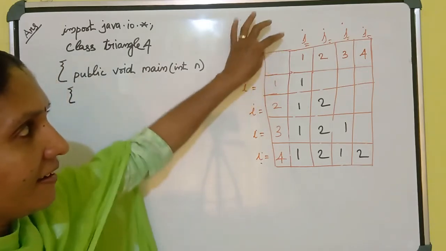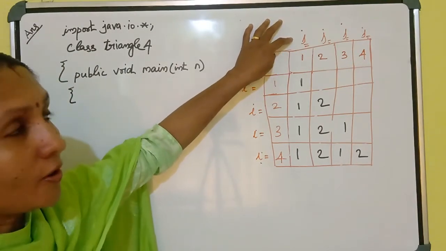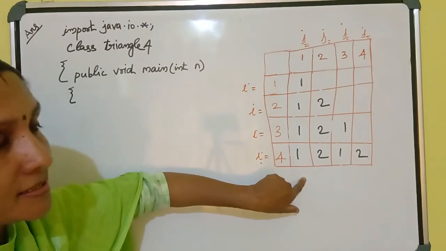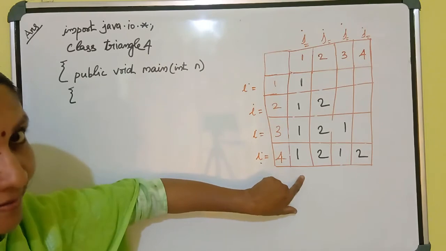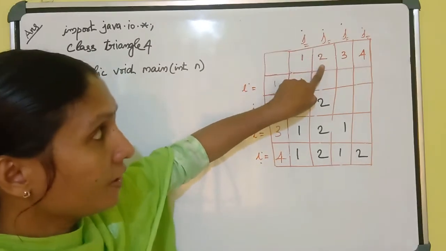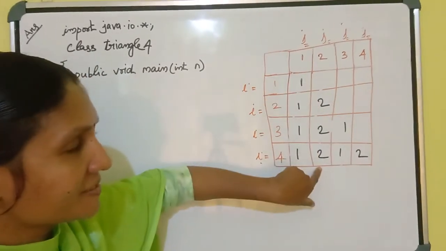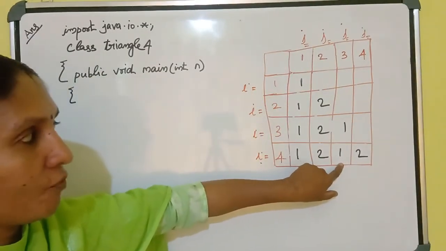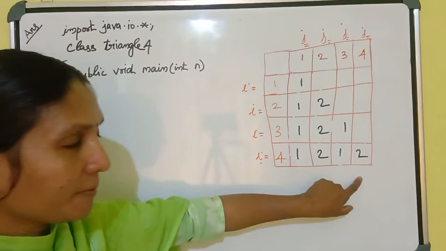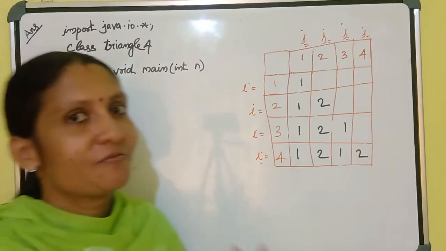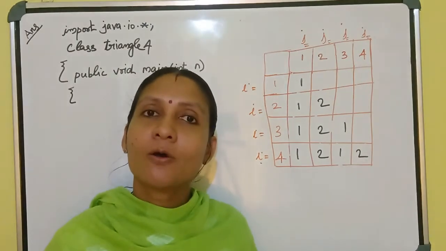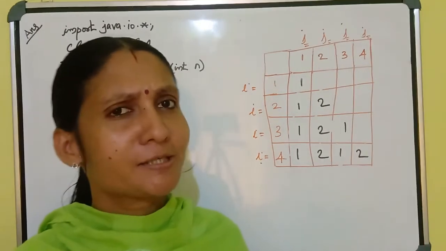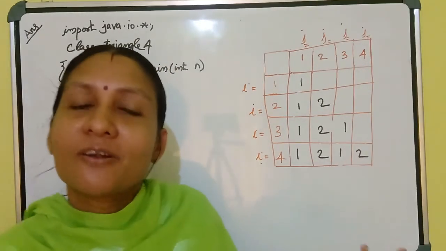See, it is according to the column number. If the column number is an odd number, it represents 1. If the column number is an even number, it represents 2. Again, if it is an odd number, the column is representing 1. If it is an even number, it is representing 2. That means if the column number is an odd number, we print 1. If it is an even number, we print 2. This is the logic of this.